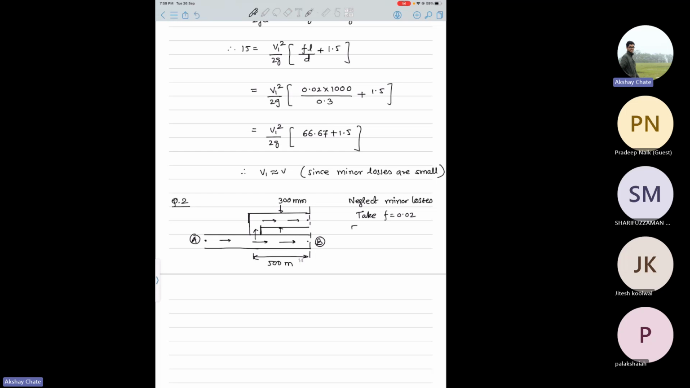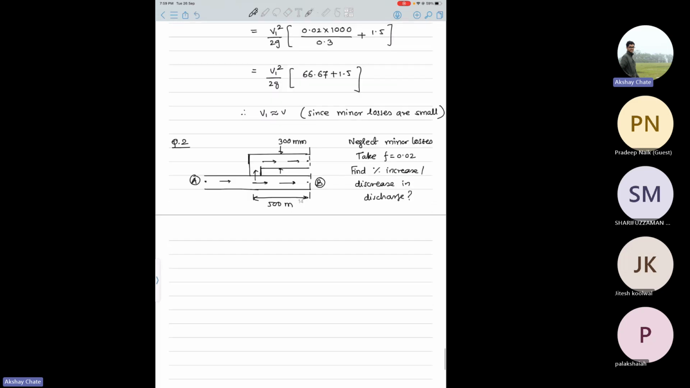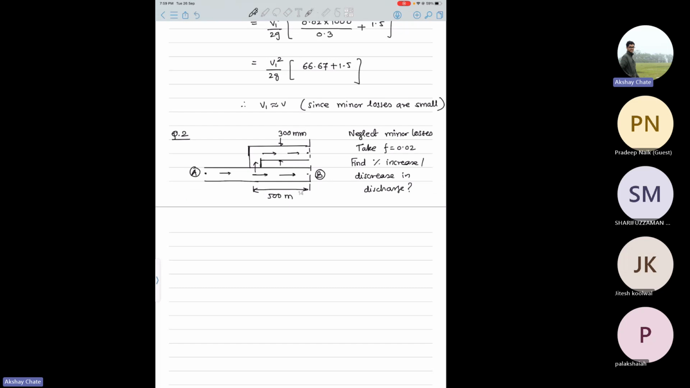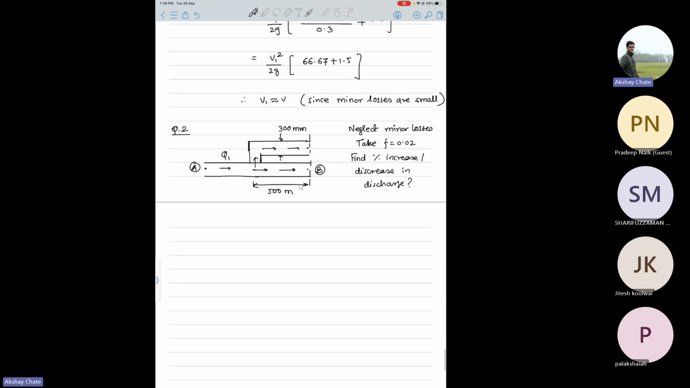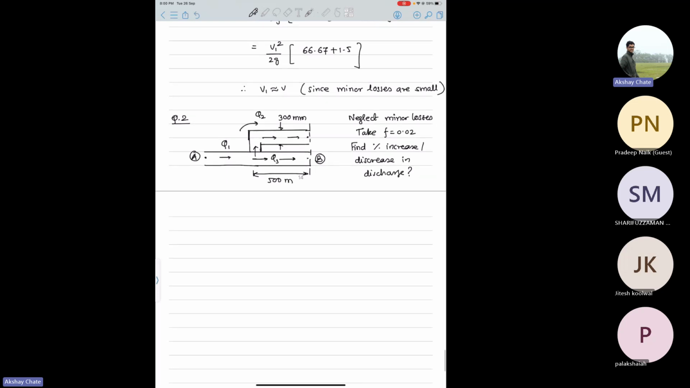So they have asked: find the percentage increase or decrease in discharge. So this is the question. Now there was flow rate Q flowing through one pipe, let's say Q1, because we don't know whether it increased or decreased, and now it is split into two parts, which is Q2 and here it will be Q3, right? From mass conservation, Q1 will be equal to Q2 plus Q3. That much we know.